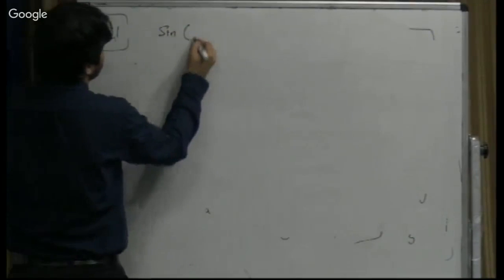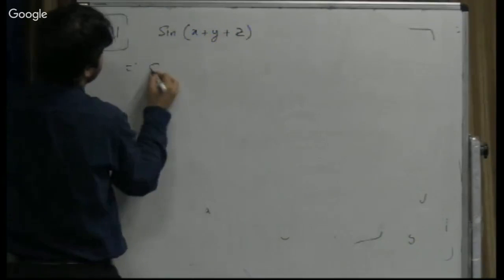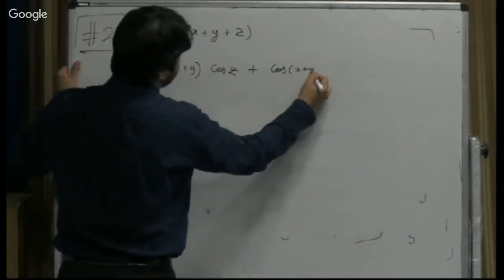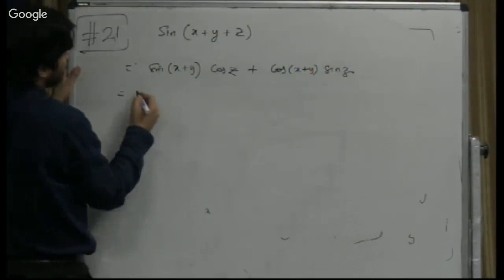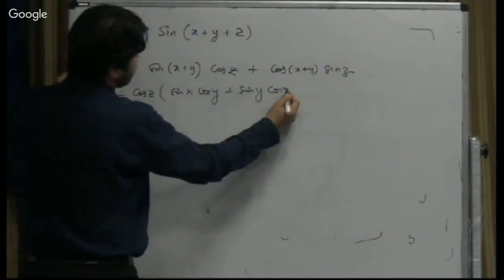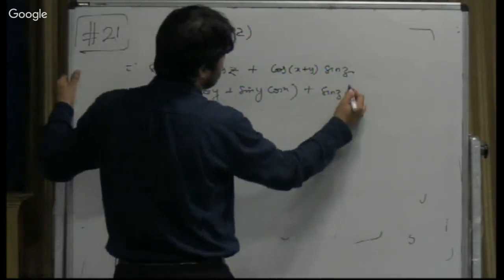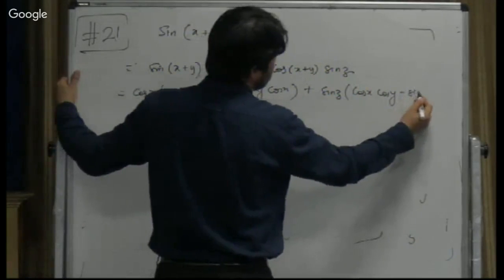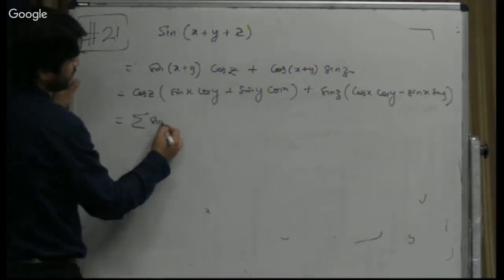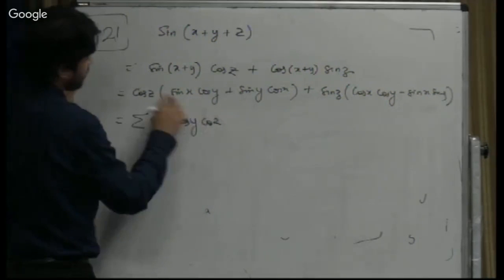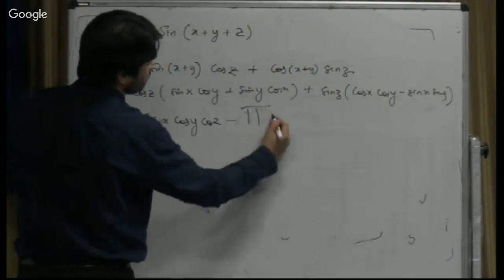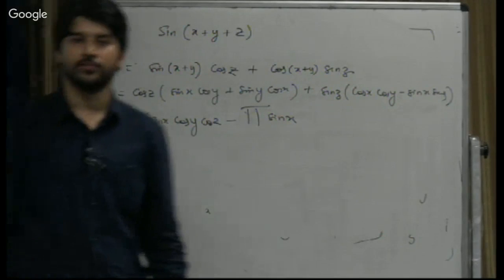देखो, साइन एक्स प्लस वाई प्लस जेड को मैं खोल सकता हूँ साइन एक्स प्लस वाई कॉस जेड प्लस कॉस एक्स प्लस वाई sin z, and then I can open it up cos z into sin x cos y plus sin y cos x plus sin z into cos x cos y minus sin x sin y, which I can write it as sigma sin x cos y cos z, because I can see three terms, minus pi sin x. यही था ना, एक लाइन है प्रूफ.